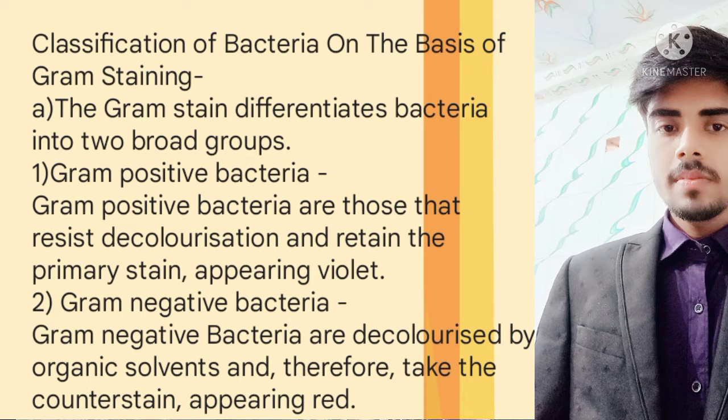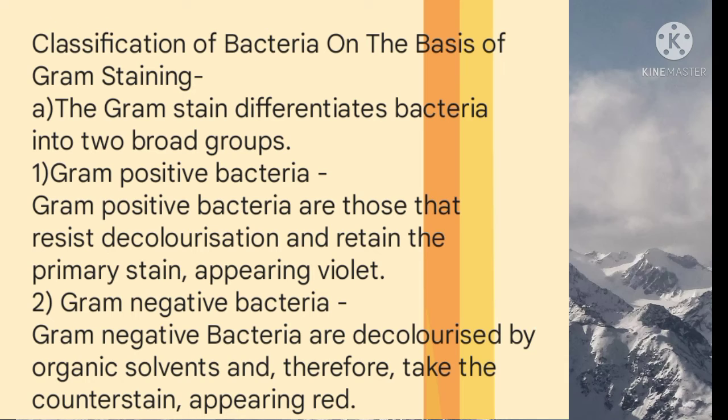In this video, firstly we will discuss the classification of bacteria on the basis of Gram stain. As you already know, on the basis of Gram stain, bacteria are classified into two broad categories. First is Gram-positive bacteria, which resist decolorization and retain the primary stain, appearing violet. Now the Gram-negative bacteria: Gram-negative bacteria are decolorized by organic solvent and therefore take the counterstain, appearing red.